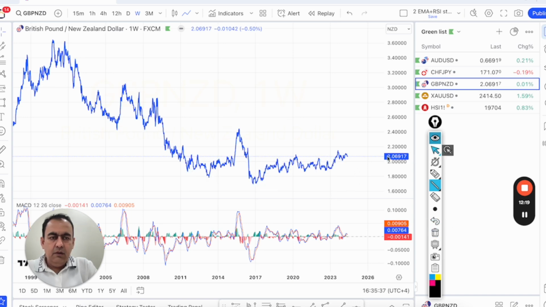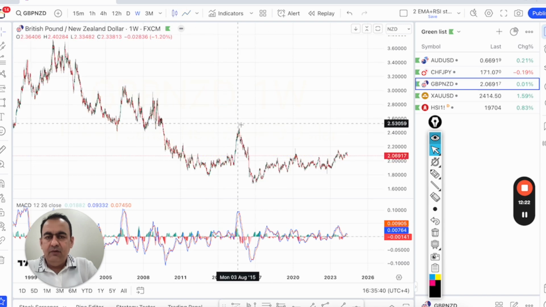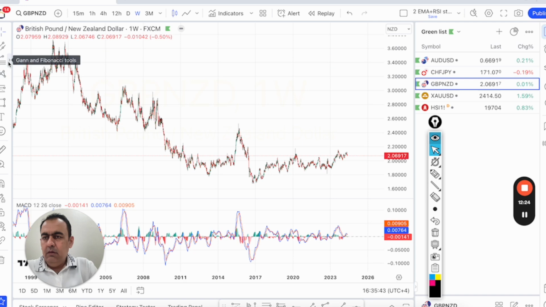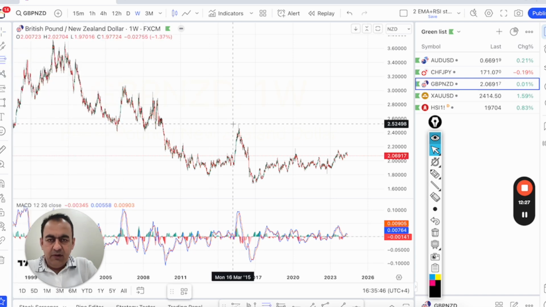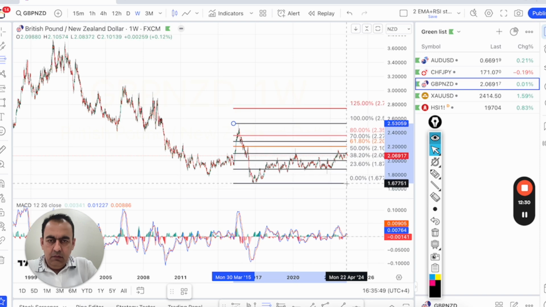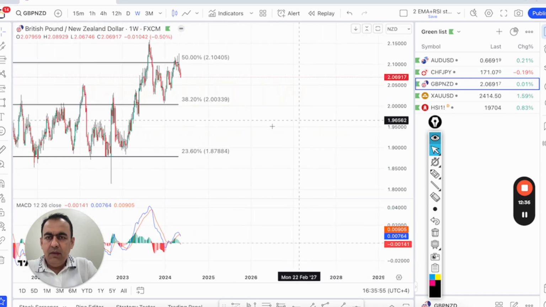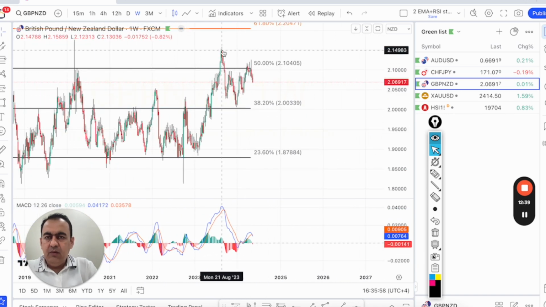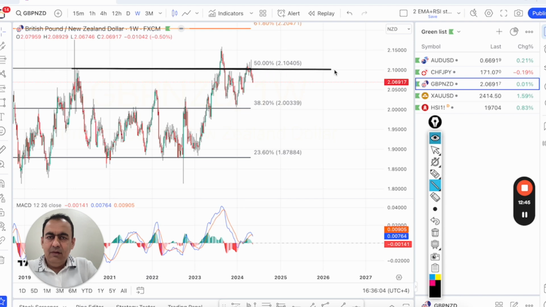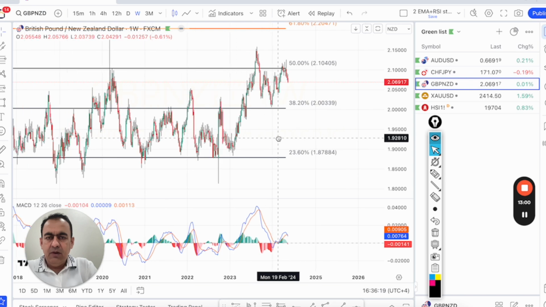So I can plot Fibonacci retracement starting from this high to this low, and let me zoom in. It crossed the retracement of 50%, fell back again, and now this area is acting as a major resistance. Price bounced in the downward direction from 2.10 and it's moving downward, and the histogram has also turned bearish. So the weekly chart is looking bearish for pound versus New Zealand.